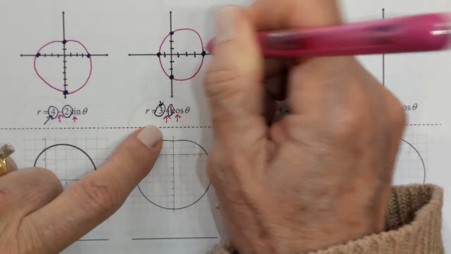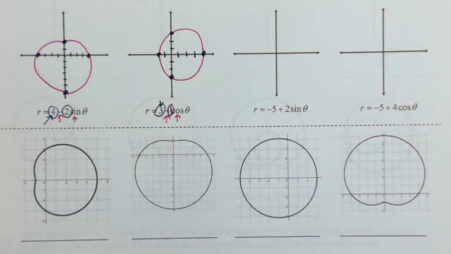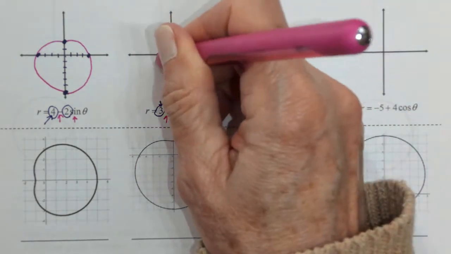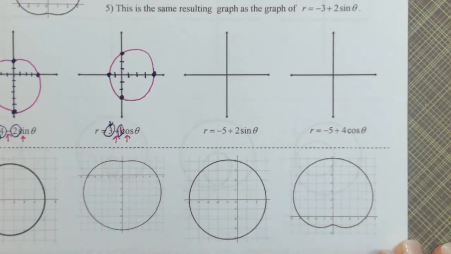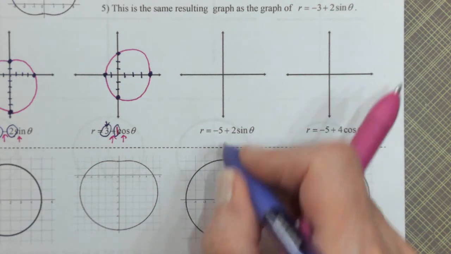It's going to be hard to make that a dimple, so I just make it like that. That one's going to look more like this one does down here. Okay? But again, if you want to draw it with a little dimple, that's fine. Alright, let's do this one.